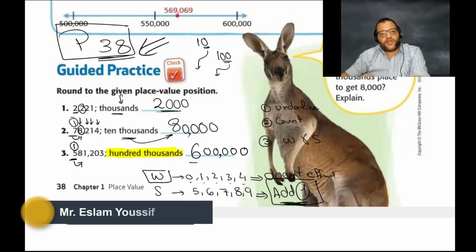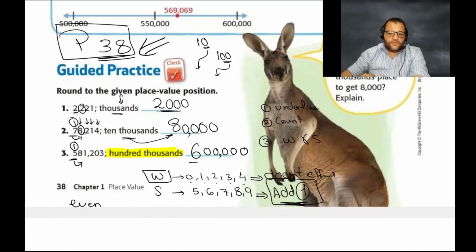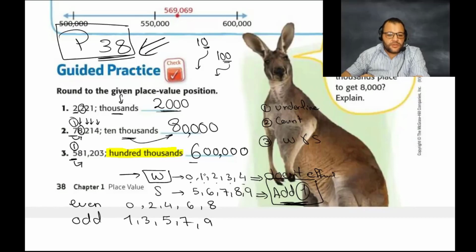So the weak numbers are 0, 1, 2, 3, 4. Do you know the even numbers and the odd numbers? What are the even numbers? The even numbers are 2, 4, and 6. Any number that ends with 0, 2, 4, 6, and 8 is even. And the odd? 1, 3, 5, 7, 9. Okay. The weak numbers are 0, 1, 2, 3, 4. The strong numbers are 5, 6, 7, 8, and 9.